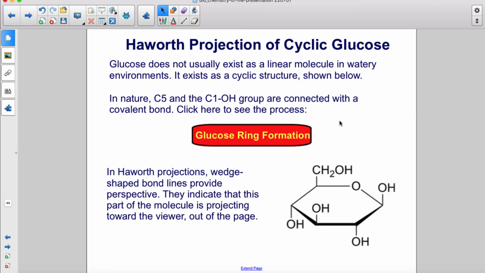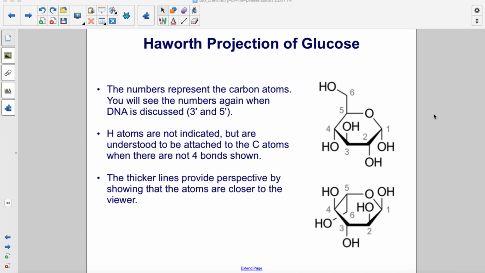In Haworth projections, wedge-shaped bond lines provide perspective. They indicate that this part of the molecule is projecting toward the viewer, out of the page. The numbers represent the carbon atoms. You will see the numbers again when DNA is discussed, 3' and 5'. Hydrogen atoms are not indicated, but are understood to be attached to the carbon atoms when there are not 4 bonds shown. The thicker lines provide perspective by showing that the atoms are closer to the viewer.